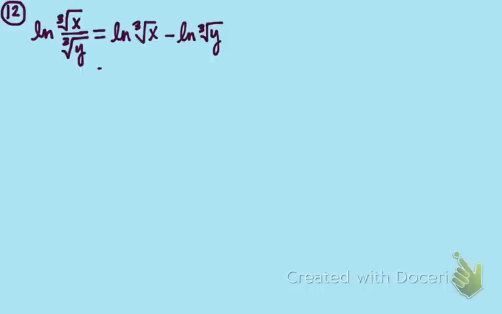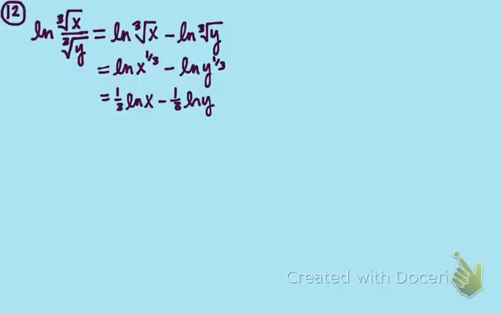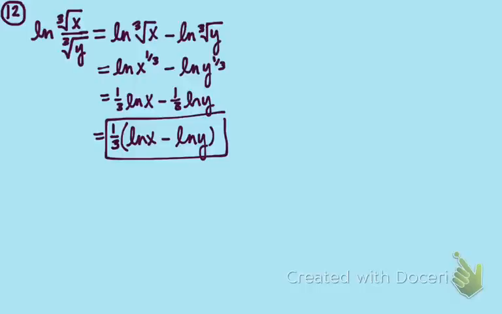And then we can rewrite each of those as a power, which allows us to pull the 1/3 out. So we have 1/3 natural log of x minus 1/3 the natural log of y. And then we can go one final step. As I've told you before, anytime you can factor something, you should. And the factored form of our final answer is 1/3 of the quantity, the natural log of x minus the natural log of y, and that is our answer.